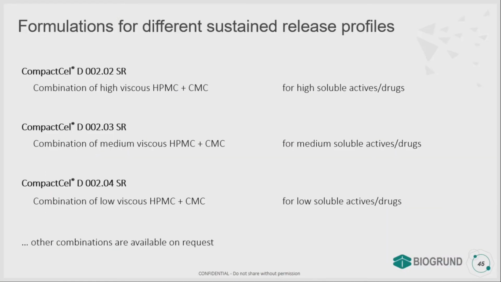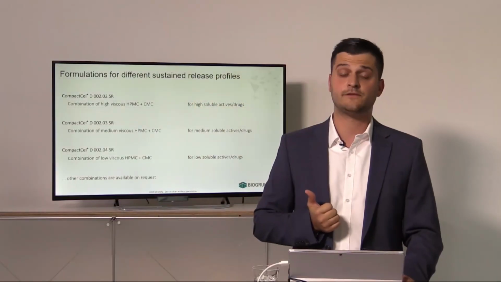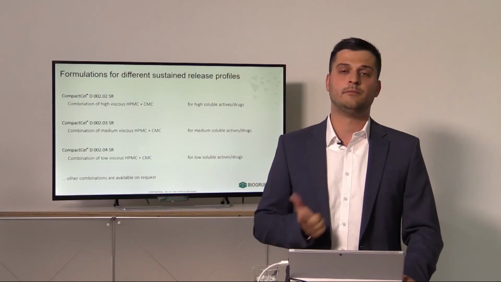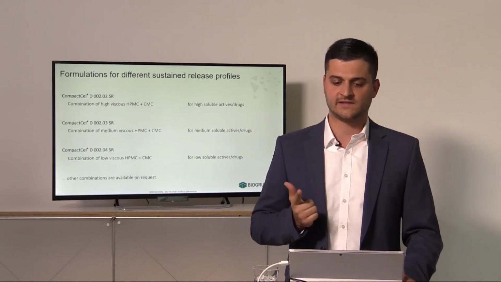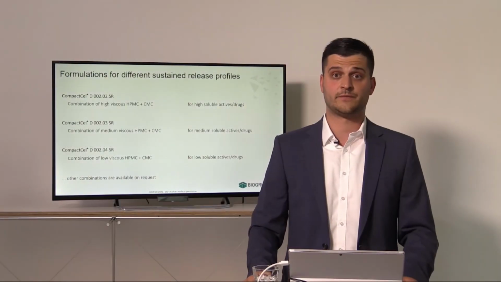So, as I said, several viscosities are available. We recommend the following combinations. High viscous HPMC in combination with CMC for highly soluble drugs, medium viscous HPMC and CMC for medium soluble actives, low viscous HPMC plus CMC for low soluble actives. Other combinations are of course available on request. The general advantage of this matrix is also a low cost potential, just saying.